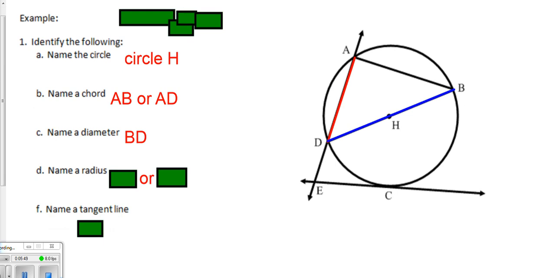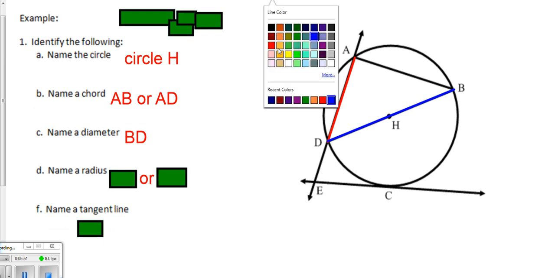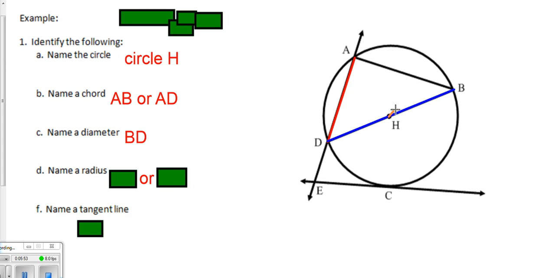Name the radius. This one might be kind of hidden. It's drawn twice: either H to B, that would be considered a radius, or H to D. That one could also be considered a radius. So either one of those, HD or HB, are both considered the radius of this circle.